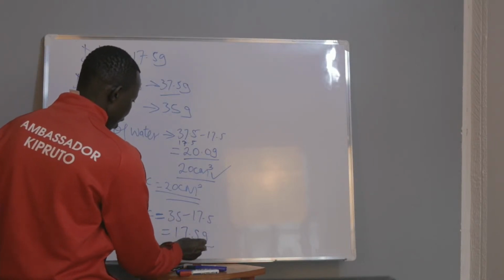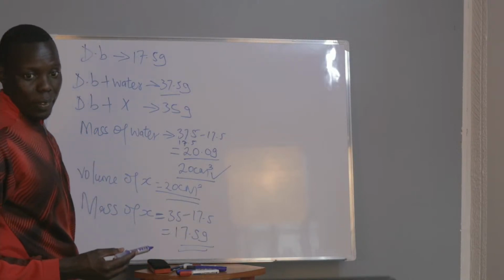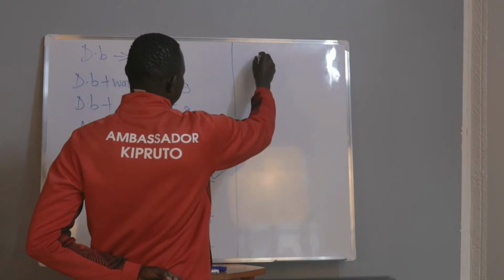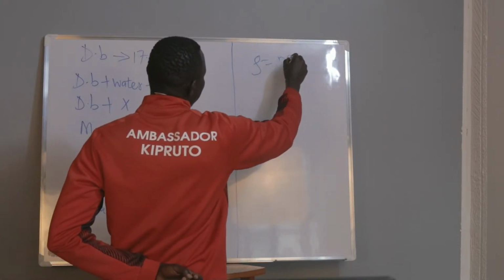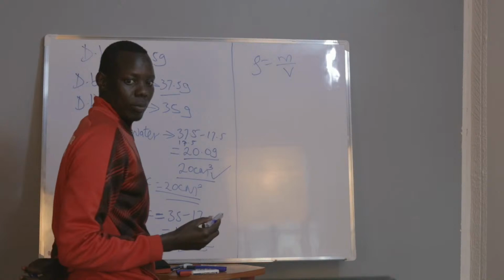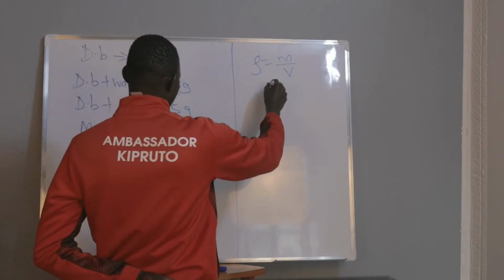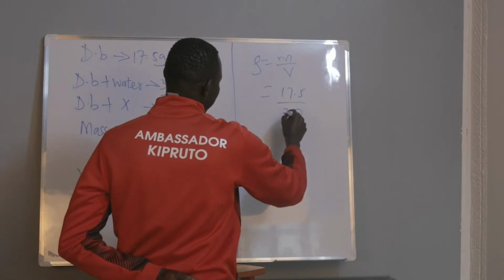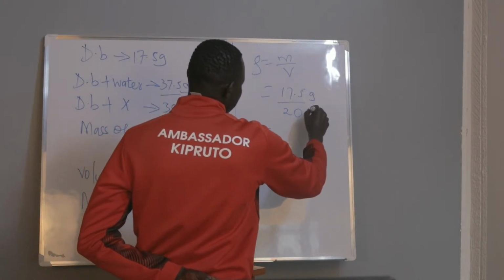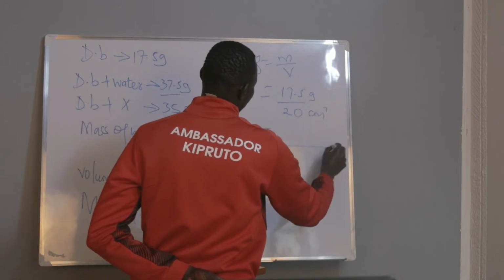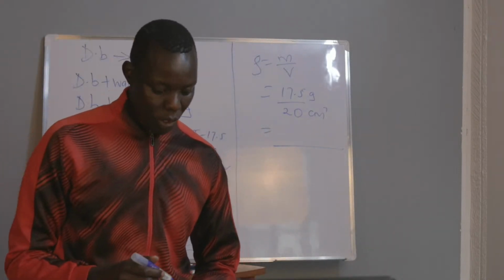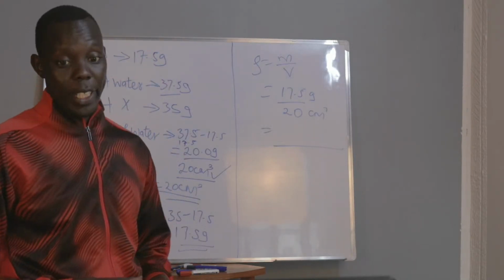The mass is 17.5 grams. As usual, if you want to calculate density, density is given by mass over volume. So the mass is 17.5 divided by the volume, which is 20. Remember the units are grams and centimeters cubed. Now, take your calculator, especially those who have them. Can you say 17.5 divided by 20?